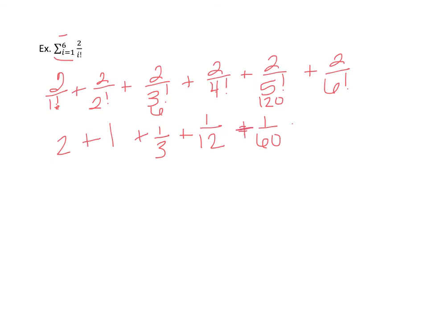Oops, that's a plus sign. And 120 times 6, just going one step further, would be 720. And that would be 1 over 360. Adding these up gives us, and this one we have to round, 3.449.